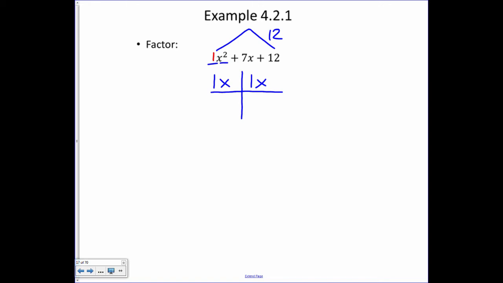And now for the bottom two parts of the box, we're going to need two numbers that multiply to give you 12 and add to give you 7. And so two numbers that multiply to give you 12 and add to give you 7 are 4 and 3.